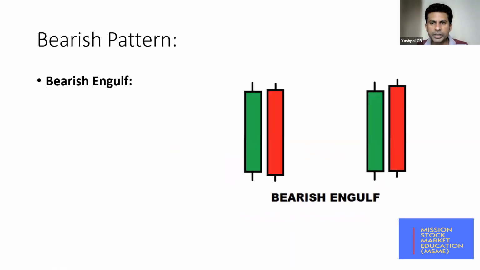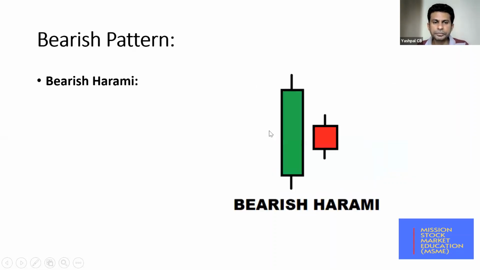The next type of bearish candle pattern is the bearish engulfing. Here the first day is again a green candle or bullish candle, followed by a second day where prices may open almost equal to the previous day candle, or it may open a little bit above, but it has to close below the previous day candle. That is very important. Then it is called a bearish engulfing.